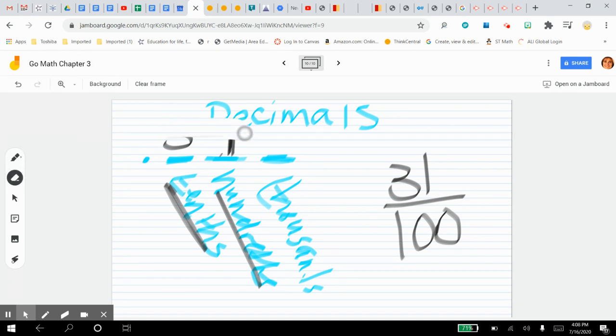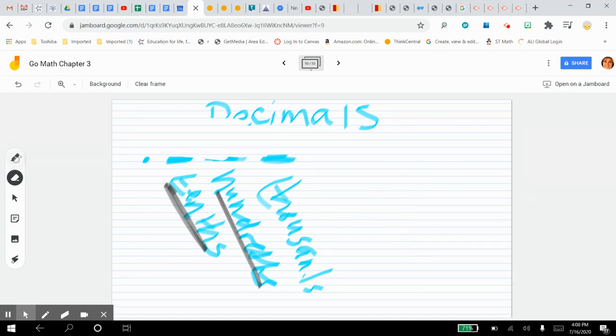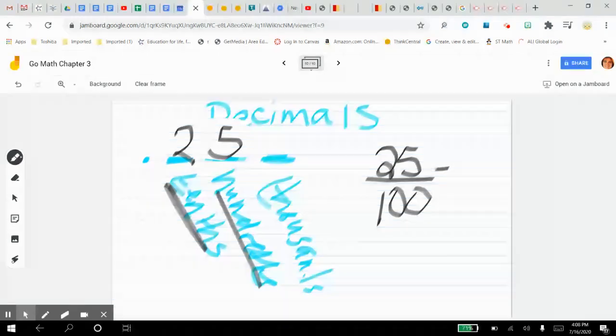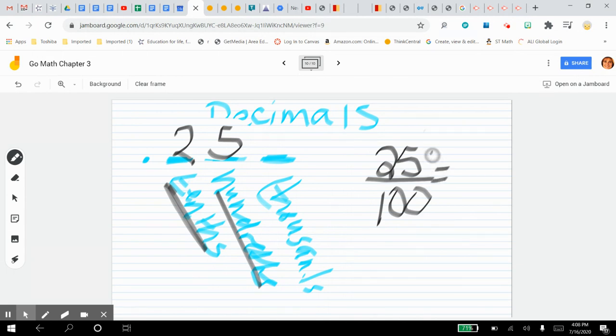Okay, so you can also simplify these. What if I had something like, let's say I have 25 hundredths. 25 hundredths look like this. Now, we can simplify 25 one hundredths. We can simplify that by dividing by a common factor. Now, the greatest common factor is actually 25 because 25 goes into 100. Okay, I can divide by 25, and when I do that, I end up with 1 over 4. So 1/4 is equal to 25 hundredths.